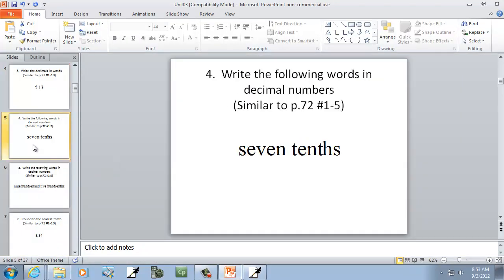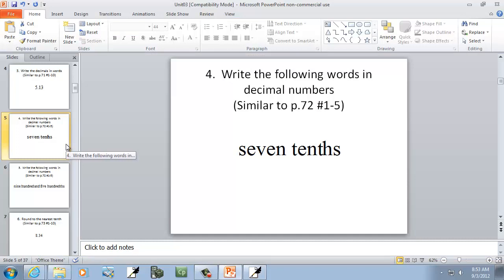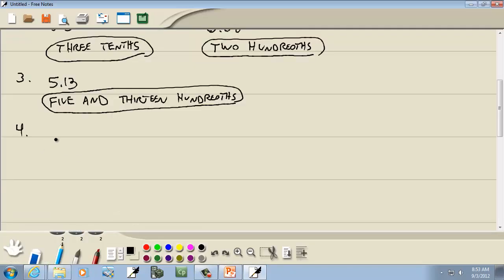Now these next two want us to take from words and put it back in the decimal. Well, this one says 7 tenths. So tenths is our first decimal place. So this would be 0.7 is our answer. 7 tenths.